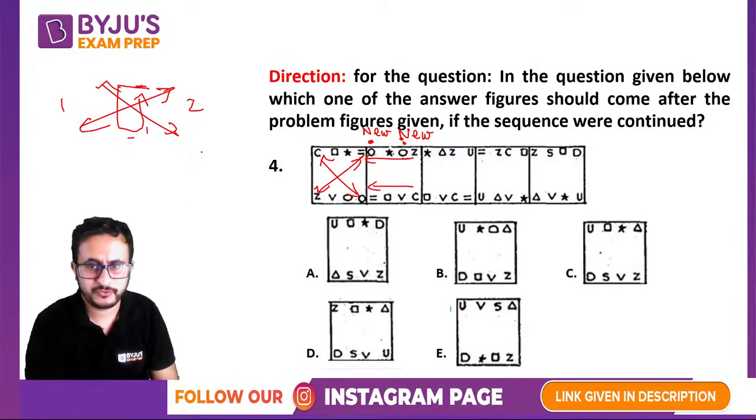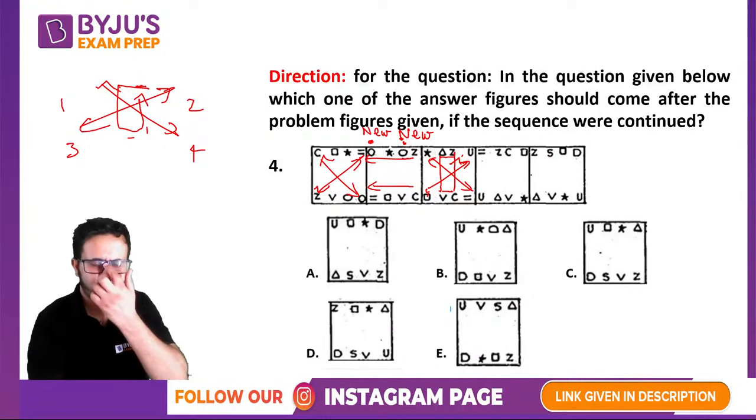From third to fourth, if we see, this has gone to this position, this has gone to this. So again the same logic. From the third to fourth image, diagonally they are going opposite to each other and they are moving in an anti-clockwise direction. This Z came here, this triangle came here, this V shape came here, and the C went this side.